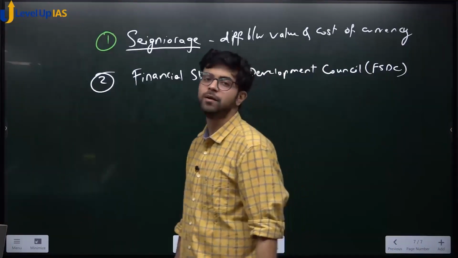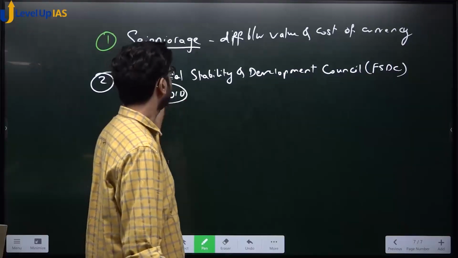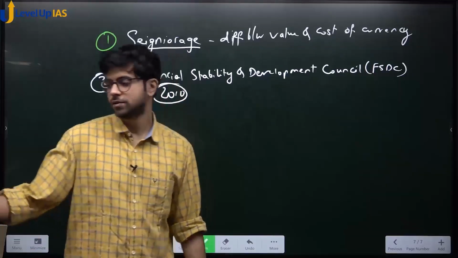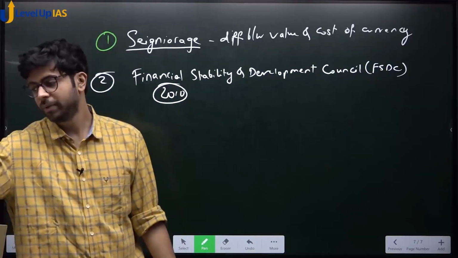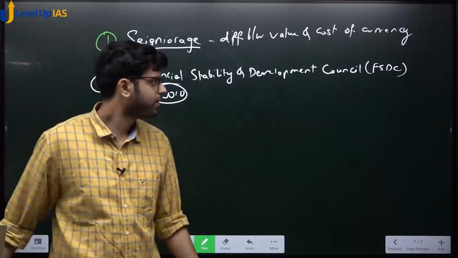Financial Stability and Development Council. This was established in the year 2010. Who do you think heads FSDC? Who will sit as a chairperson? Who is the highest authority on economy in India? Finance Minister.